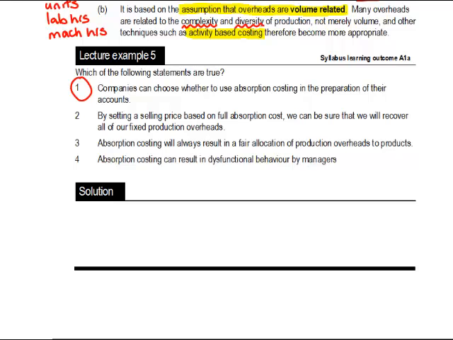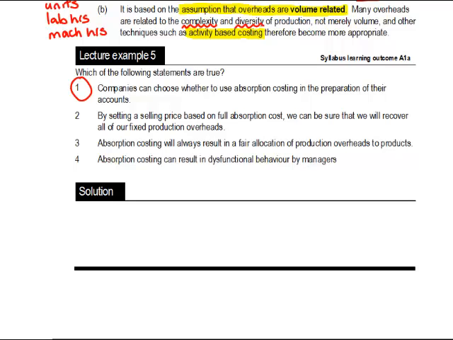The second statement there says by setting a selling price based on full absorption cost, we can be sure that we will recover all of our fixed overheads. Well, that's actually not true. Unless we actually cover all of the activity and we get the cost exactly right and we sell enough, we're not going to cover everything.